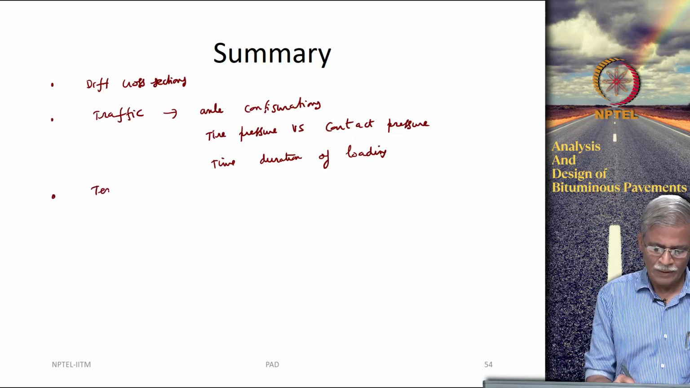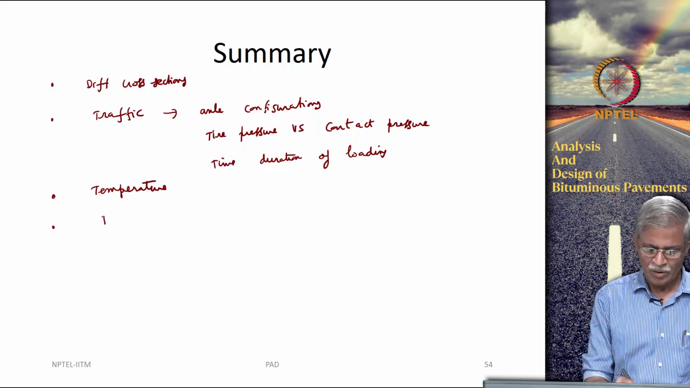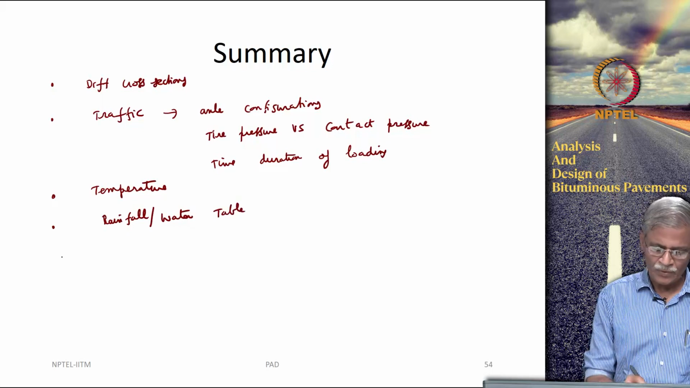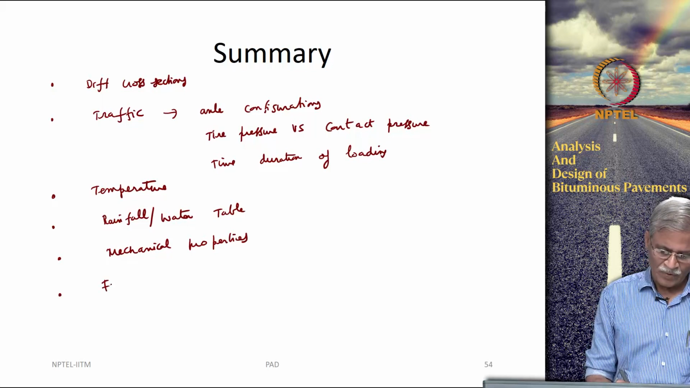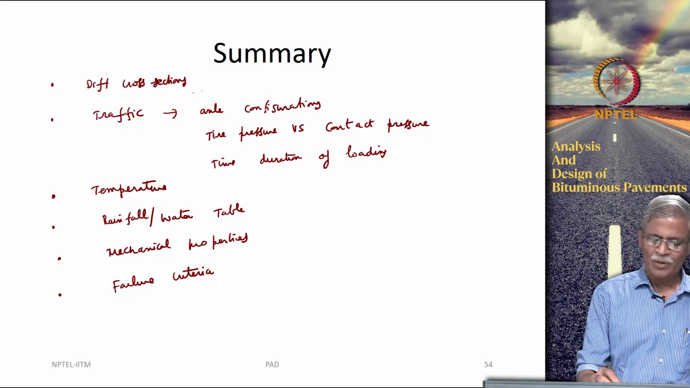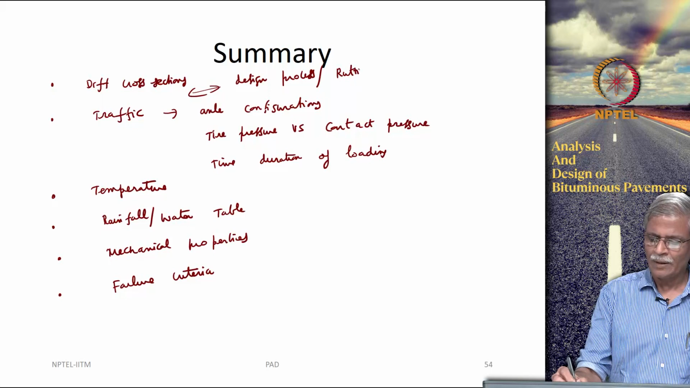we talked about temperature, high temperature, low temperature, we talked about rainfall, water table, we talked about mechanical properties, dynamic modulus, resilient modulus, we talked about failure criteria, and in fact when we were talking about the different cross sections, we talked about also the design process, we talked about rutting, fatigue and all those things.